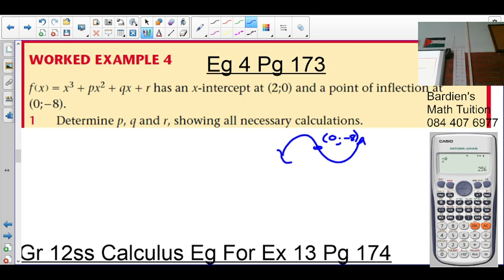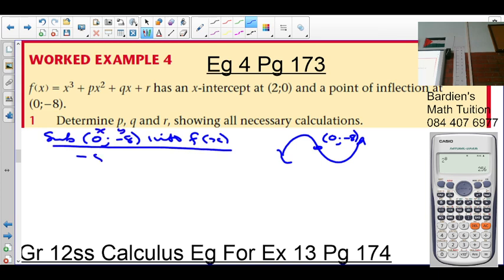Then what we say is if we substitute 0 and negative 8 into f of x, remembering that's the x and the y, we get negative 8 is equal to 0 cubed plus p times 0 squared plus q times 0 plus r. So r is of course negative 8. Okay.